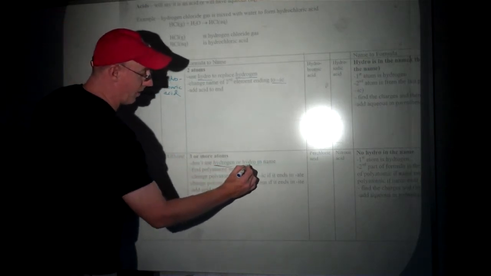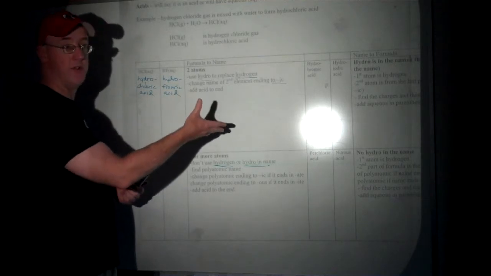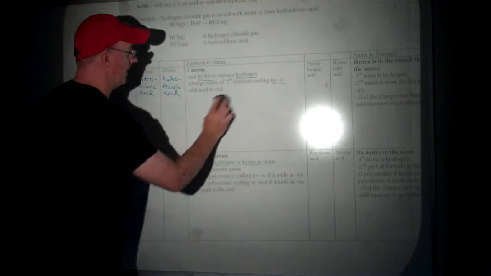But what's goofy is 3 or more elements. If you're going with a polyatomic, you don't use hydrogen or hydro. So we just said use hydro if it's 2, 3 or more, you don't go that way. So that's really goofy and it messes people up.